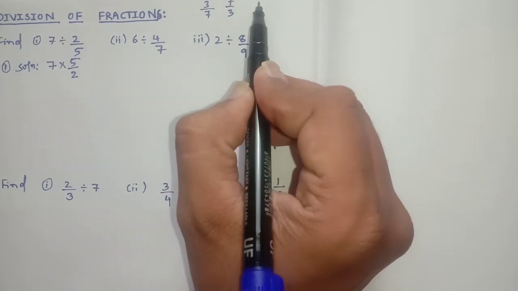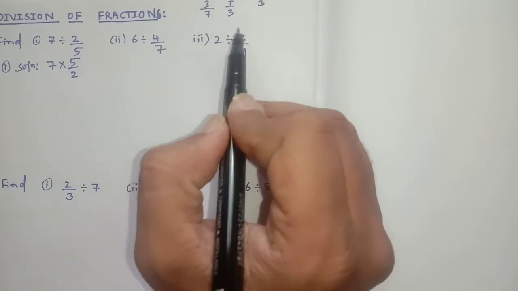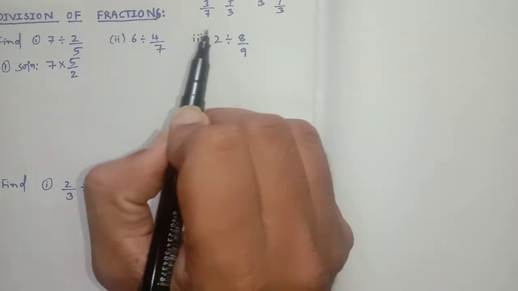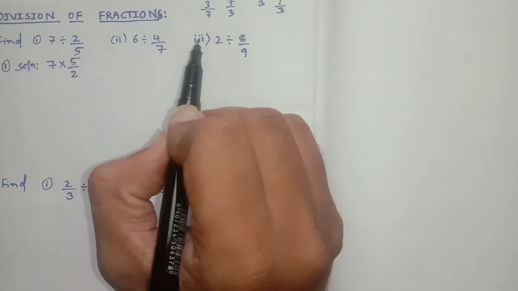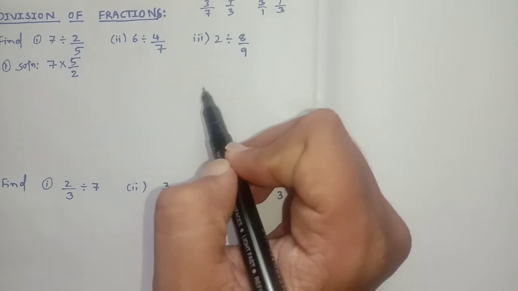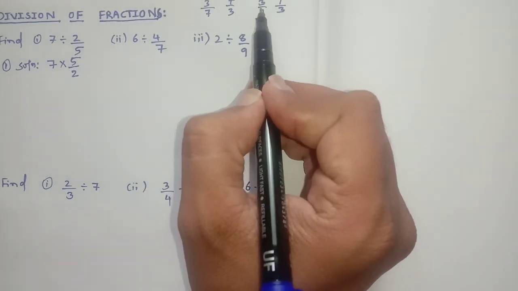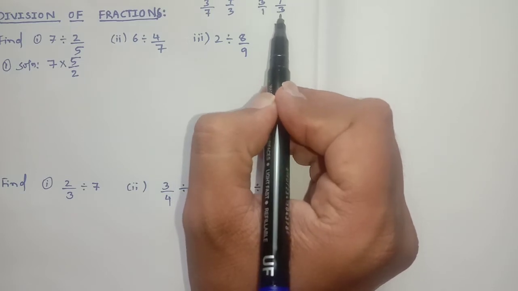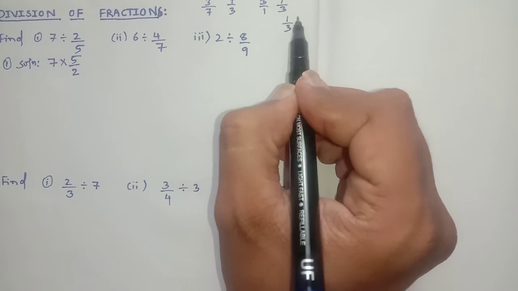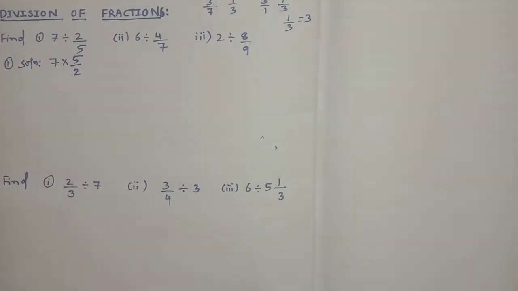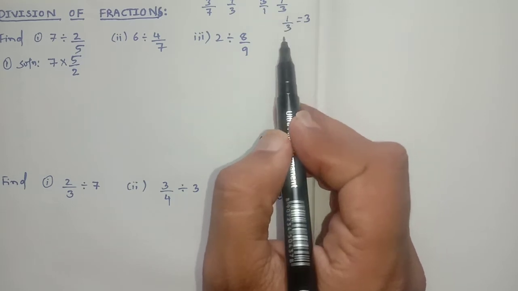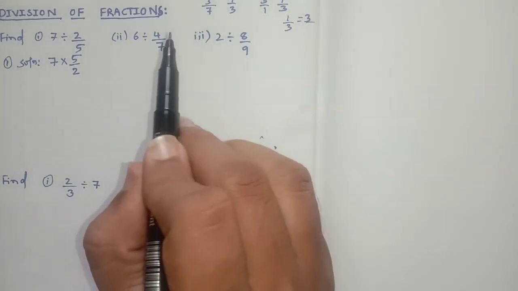Suppose only 3. What is the reciprocal of 3? It is 1 by 3, student. See, this 3 can be written as 3 by 1. 3 by 1 is again 3. So reciprocal of 3 is 1 by 3. Reciprocal of 1 by 3 is 3, student. Keep in mind, 1 by 3 reciprocal means 3 by 1, which is again 3.